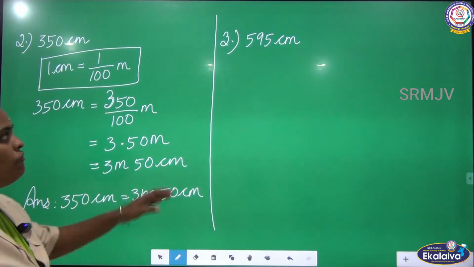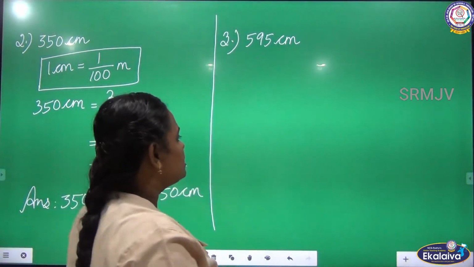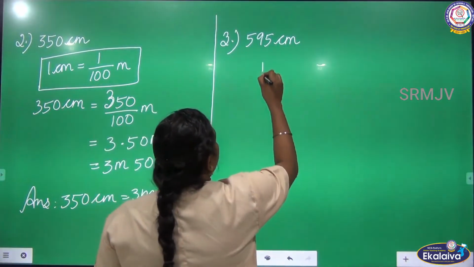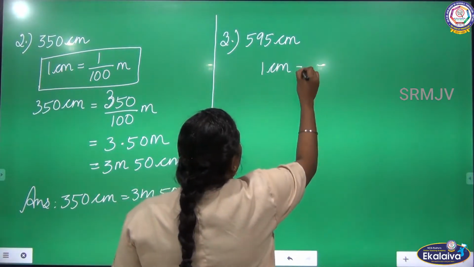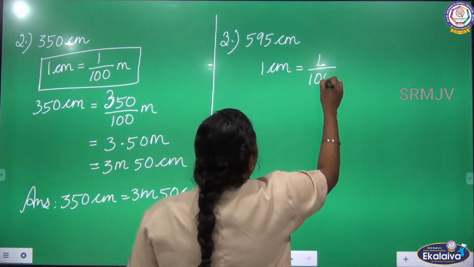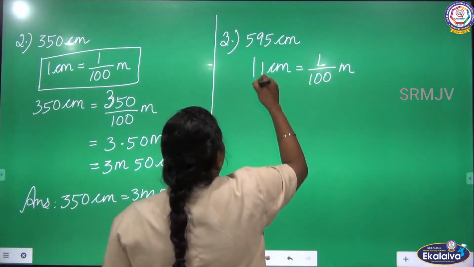Next one, 595 centimeter. So we are going to convert, 1 centimeter equals 1 by 100 meter.